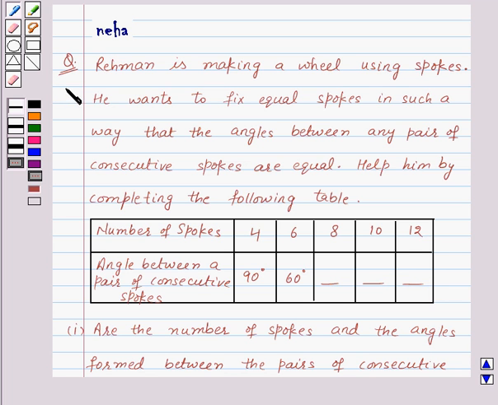The question says, Rahman is making a wheel using spokes. He wants to fix equal spokes in such a way that the angles between any pair of consecutive spokes are equal. Help him by completing the following table.